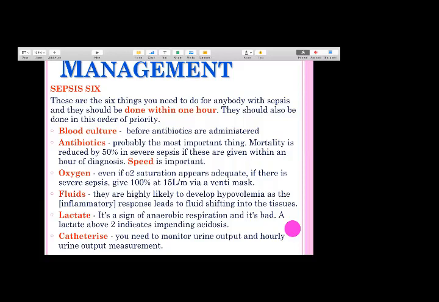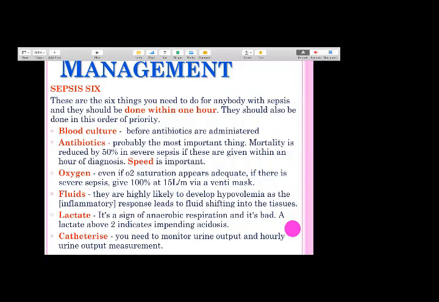If you give antibiotics first, then they'll give you a false idea of the blood culture. It renders it pointless, basically, if you take blood culture after the patient was given antibiotics. So antibiotics are probably the most important thing they get following the blood culture. Mortality is reduced by 50% in severe sepsis if they're given within an hour of diagnosis.